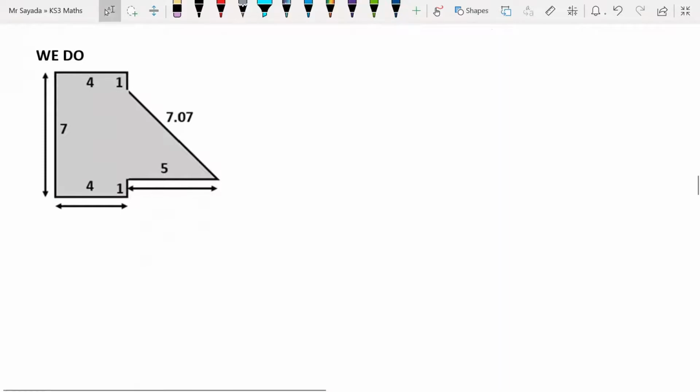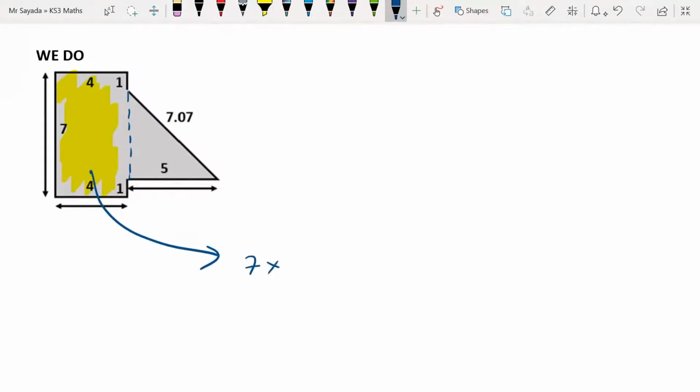Pause the video and try this example yourself. Press play once you're ready. You should have now tried this example yourself. I'm going to go through it step by step. So we firstly split the shape up into the rectangle and the triangle. What do you think the area of the yellow rectangle is? Pause the video. Press play once you've worked it out. You should have found that the area of that rectangle is 7 times 4, which is 28 centimeters squared.